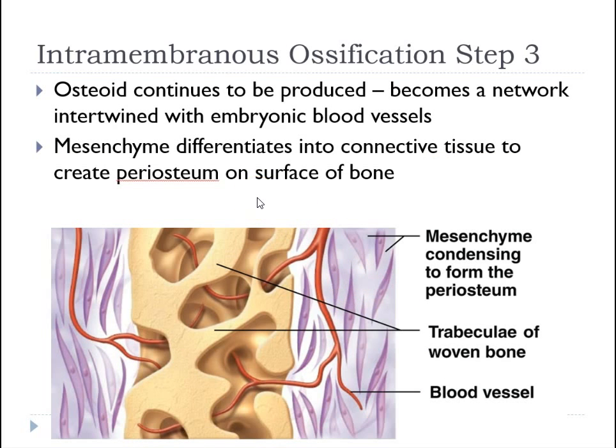Step 3 is the osteoid continues to be produced. Now you can start to see some of that trabecular bone, that holey bone that you could see. What's going to happen is we're going to have embryonic blood vessels start to come through there, and the mesenchyme differentiates into connective tissue to create eventually that periosteum, the surface bone layer. Remember, on the outside it's called periosteum, and inside it's called endosteum.